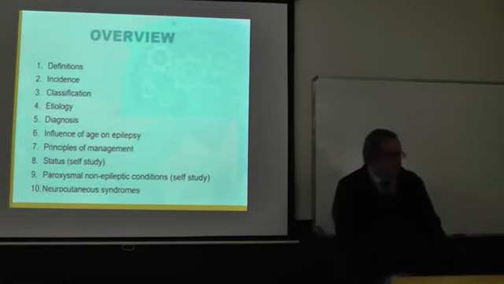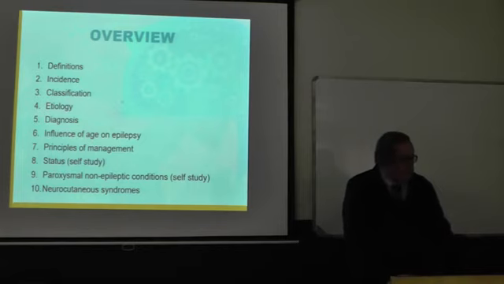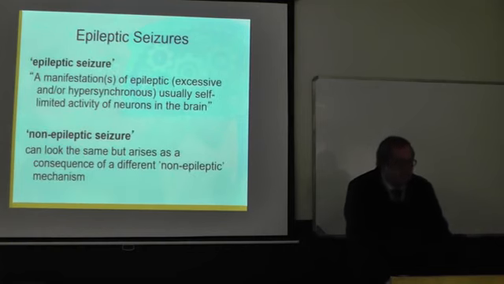So we're going to look at definitions, incidence, classification, etiologies, diagnosis, the influence of age on epilepsy, principles of management. Status epilepticus is going to be for self-study, and we're also going to just skim over treatment. And I'm going to show you some videos about non-epileptic events, but we're not going to discuss them in detail. And then I'm going to show you some slides on neurocutaneous syndromes, because they often are associated with epilepsy.